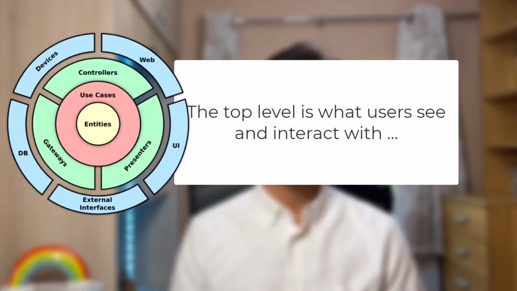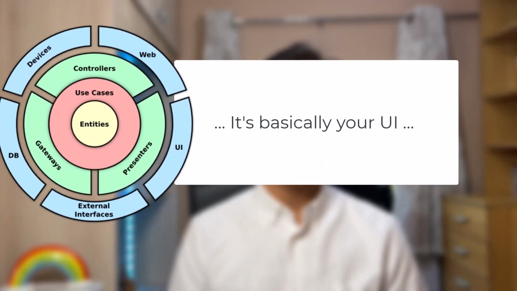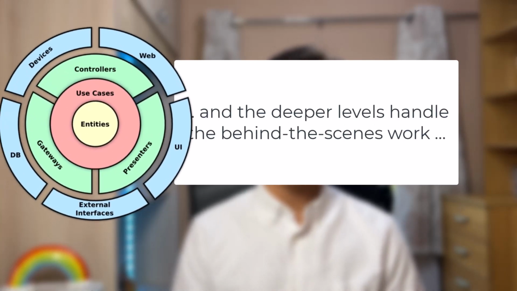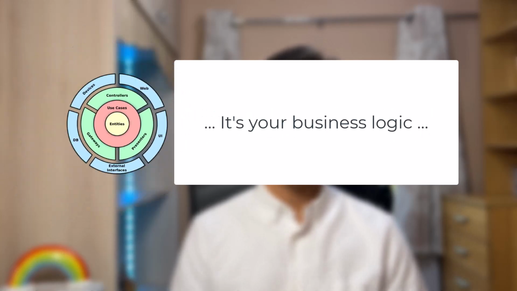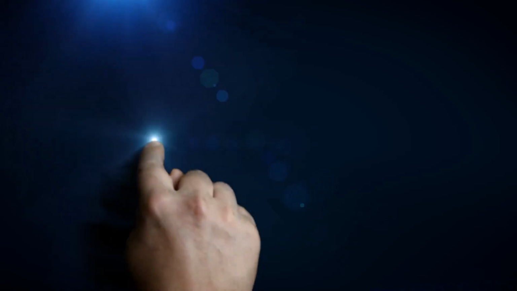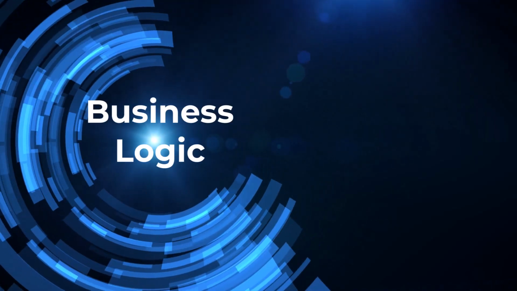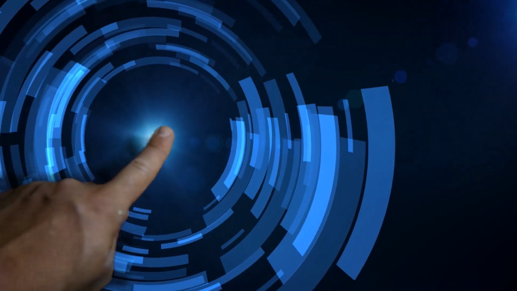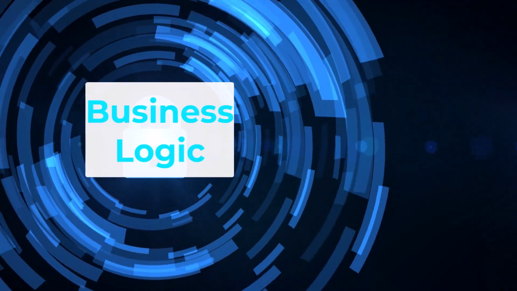The top level is what users see and interact with. It's basically your UI. And the deeper level handles the behind the scene work. It's your business logic. And the rule is simple. Each level should know only the one level just below it. It keeps your business logic at the center, protected and not messed up by external changes like a new UI design or a different database.